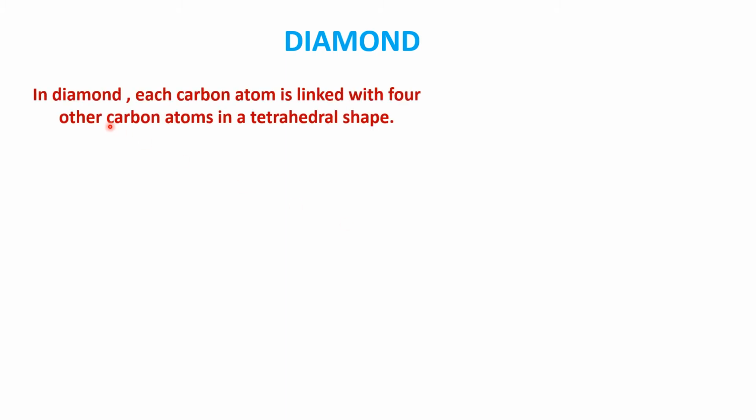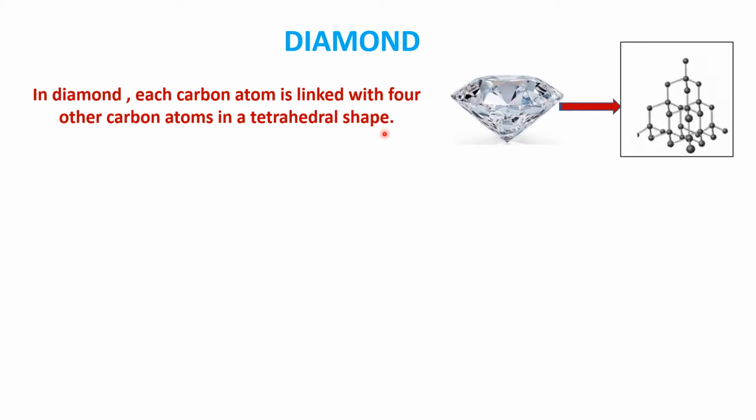Now we will learn about diamond. In diamond, each carbon atom is linked with four other carbon atoms in a tetrahedral shape. Now, at the molecular level, in diamond, one carbon atom is surrounded by, or directly linked with, four other carbon atoms, and it will form a tetrahedral unit, and by the repetition of this tetrahedral unit the total structure of diamond is formed.